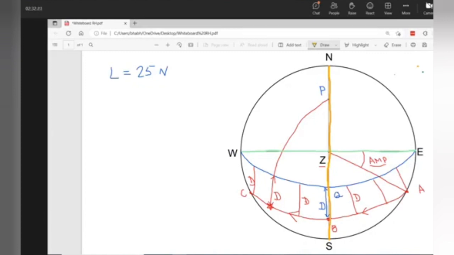Okay, sir. So the prime vertical is a vertical circle passing through the east and west of the rational horizon. That's right, beta. And the principal vertical? It's a vertical circle passing through the north and south of the rational horizon. Great, beta. So you have got all the definitions. Great, beta, very good.